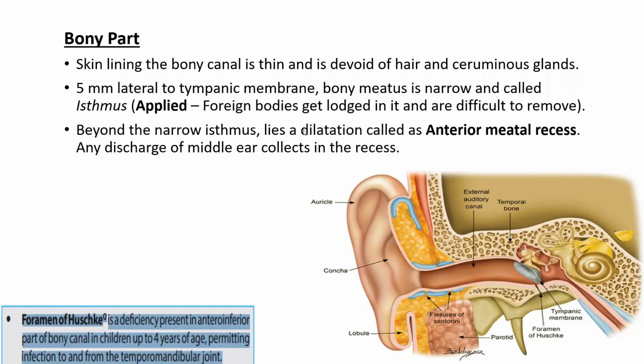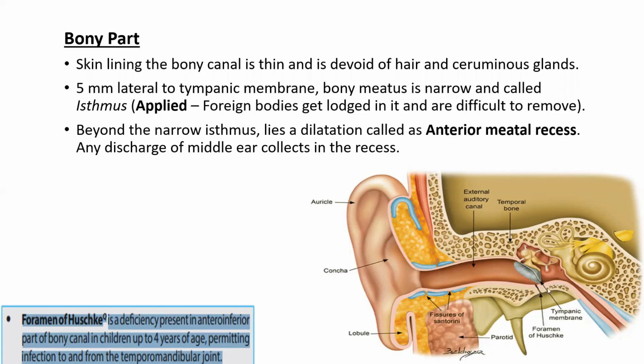Beyond the narrow isthmus lies a dilatation. Behind this isthmus there is a wide area, known as the anterior meatal recess, where the discharge from the middle ear gets collected. If there is an infection of the middle ear like otitis media, the discharges from the middle ear get lodged at the anterior meatal recess.